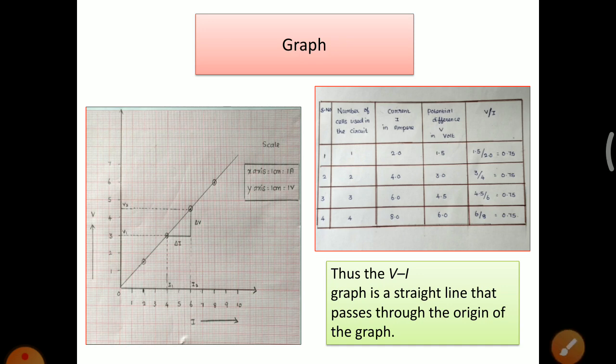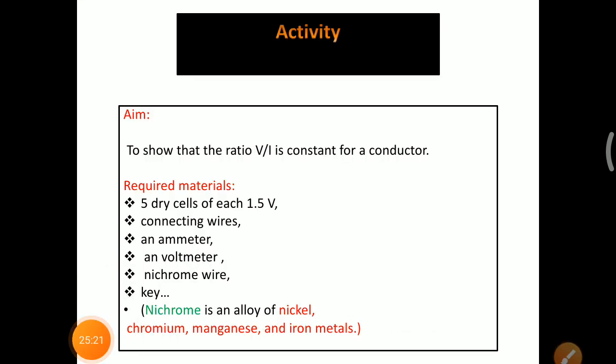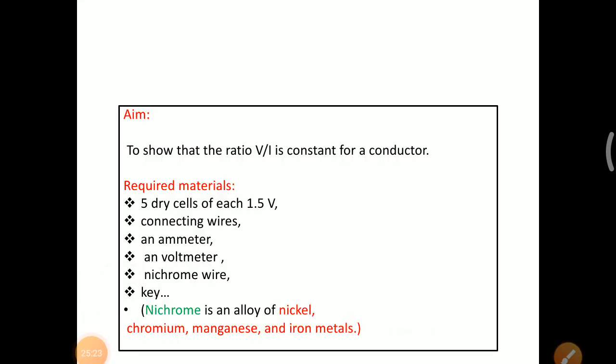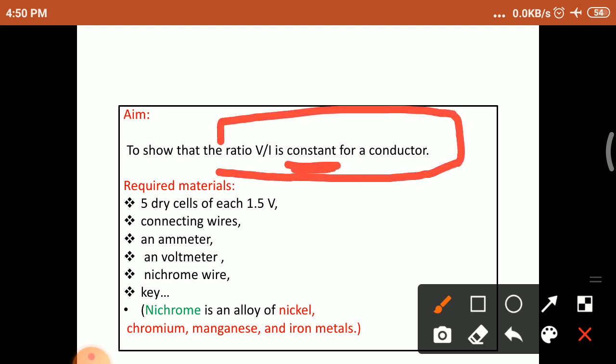So now you understood. From this we can say that the ratio of V by I is constant. Why am I saying that it is constant? Because I get the constant value for all the readings.